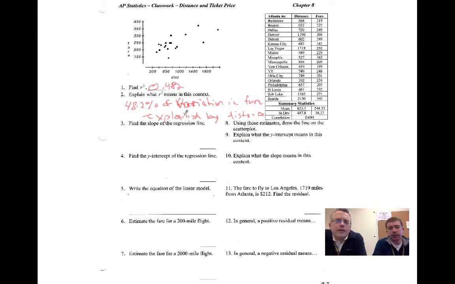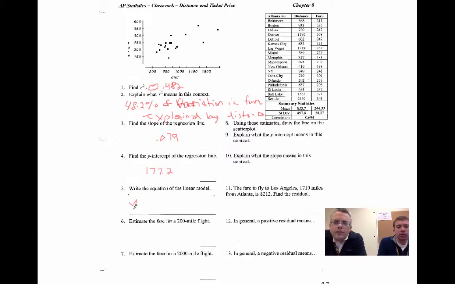All right, so find the slope of the regression line. We got the hard part out of the way. The slope is 0.079, and that was gotten by doing the linear regression. The y-intercept, which is a, is 177.2. It says write the equation with a linear model.